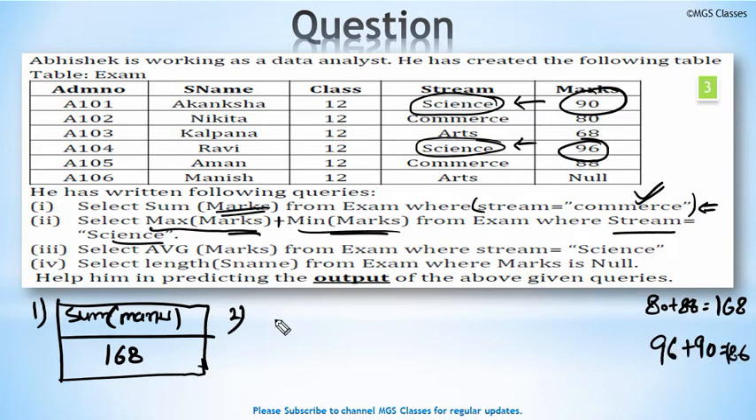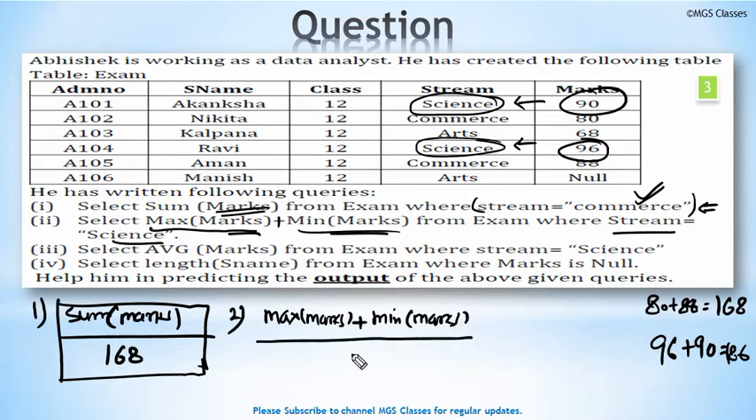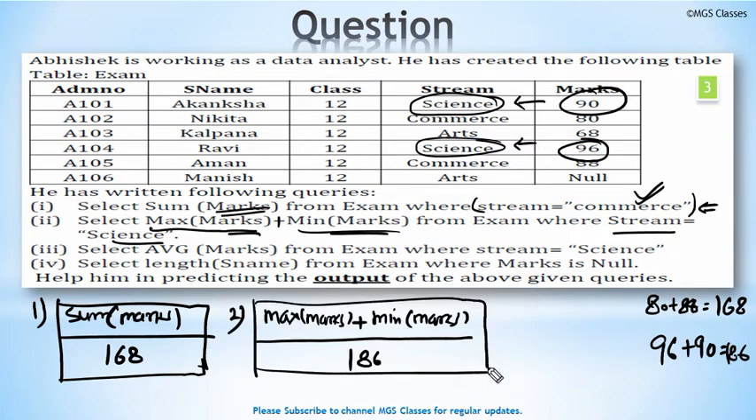So what will the second query output be? Maximum of marks plus minimum of marks. You will write it like this, and then draw a box and in this box you will write 186. This way you can answer this question.